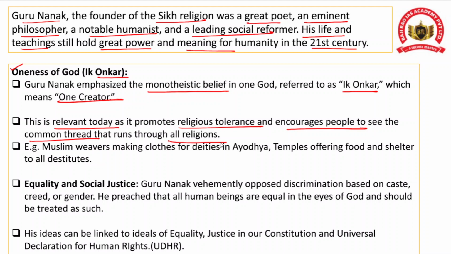We can mention an example. For example, Muslim weavers making cloths for deities in Ayodhya, and also temples offering food and shelter to all destitute. There are examples and instances where all the destitutes are provided free food in temples. Therefore, belief in one God is very important to promote the value of tolerance in the society. And tolerance is very important in contemporary society in order to promote harmony between different religions, and also peaceful coexistence.